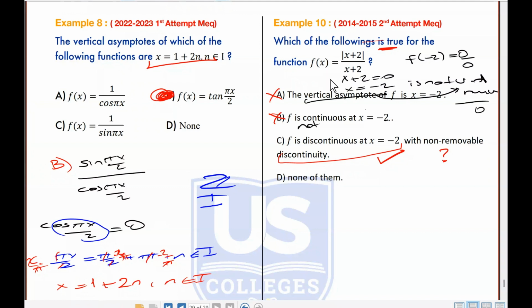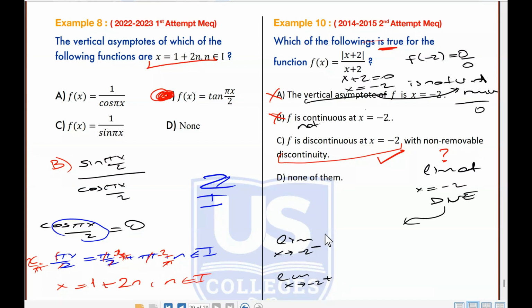How do you check the type of discontinuity? By checking the limit. So if we have non-removable discontinuity, the limit at x equals negative 2 should not exist, right? So check the limit then. How do you check the limit if the function involves absolute value? We check the two-sided limit. Limit as x approaches negative 2 from the left, and limit as x approaches negative 2 from the right, one by one.